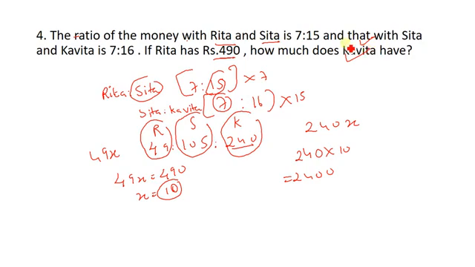See, this is a very easy question. You just have to make the ratio equal. Once you get the ratio equal, you can take each term as 49x, 105x and 240x. And it is here given that Rita has 490 and we have taken that she has 49x rupees. So we can equate this and we can get the value of x, and then we can substitute here in the value of Kavita. That will be 240 into 10, that is 2400.